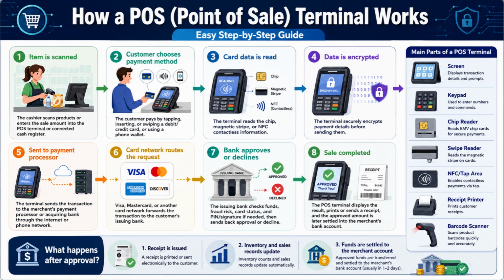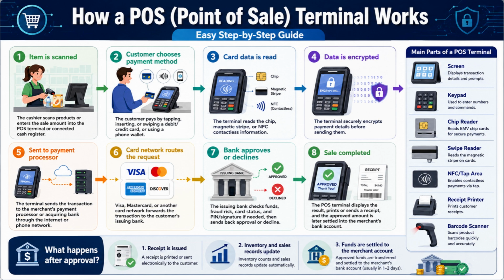In this video, we will discuss how a POS, or point of sale terminal, works step by step. First, the process begins when the cashier scans the product barcode or enters the sale amount into the POS system. At this stage, the terminal records the item details, price, quantity, and total bill amount.